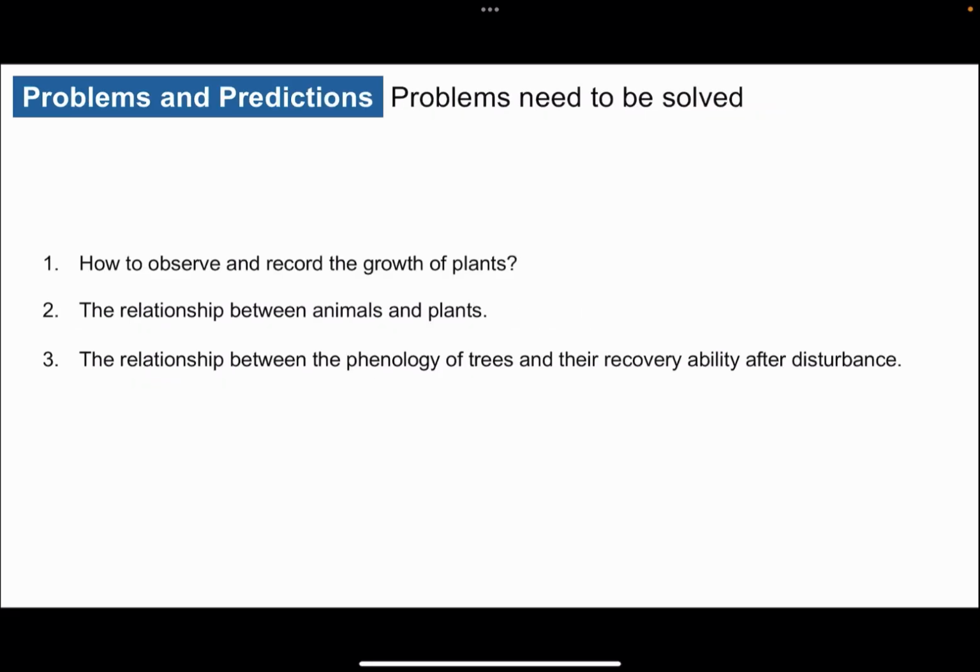This slide shows the problems and predictions. Problems to be solved. First, how to observe and record the growth of plants. Second, the relationship between animals and plants. Third, the relationship between the phenology of trees and their recovery ability after disturbance.